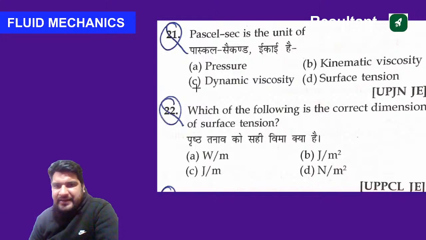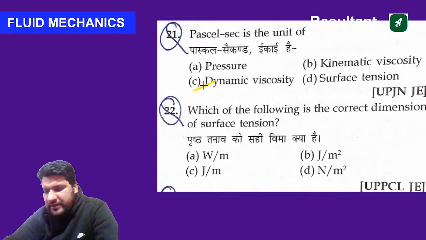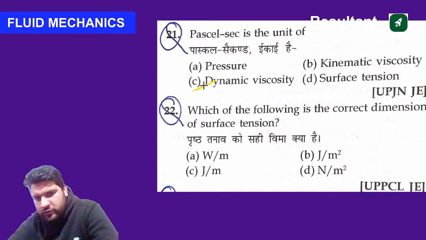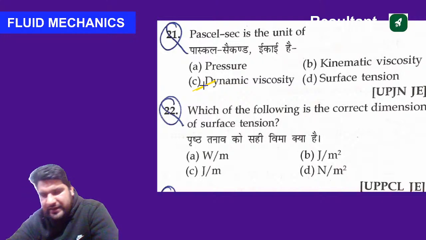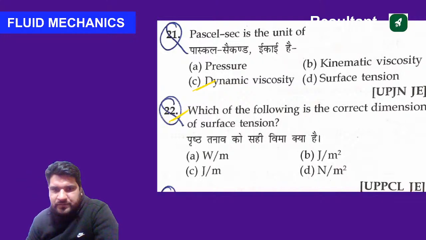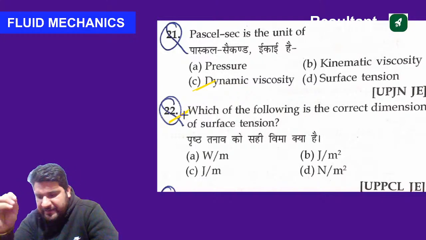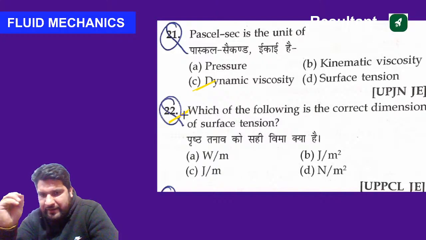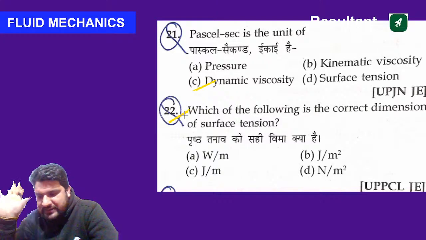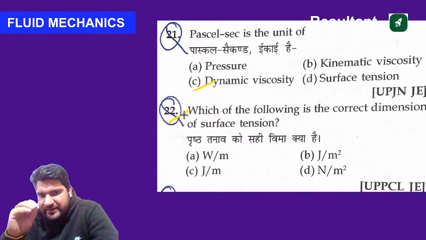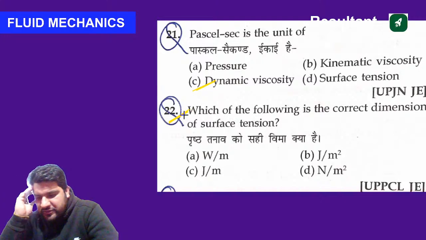So the Pascal second is the unit of dynamic viscosity. Absolutely correct. And what's the answer for question number 22? What is the correct dimension for surface tension? Remember, everything related to surface tension is discussed in these questions.